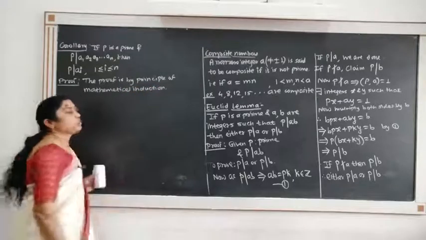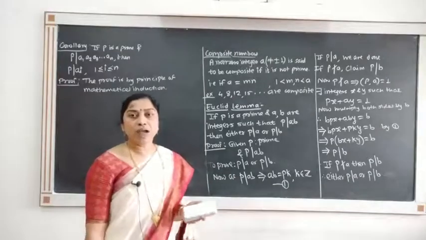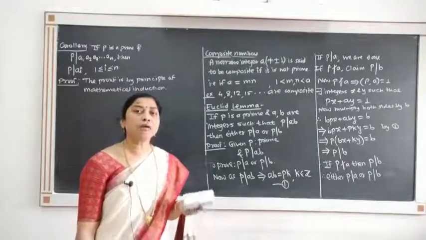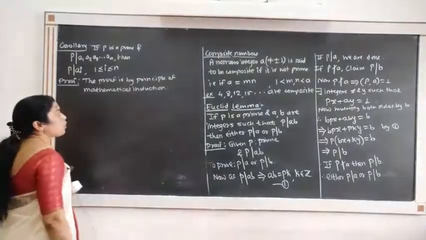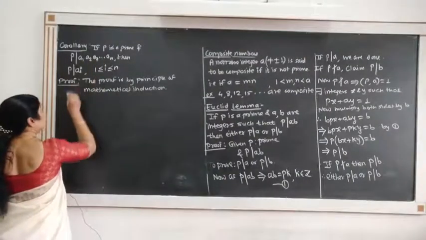So the first principle of mathematical induction has 3 steps. Prove that P1 is true, assume that Pk is true, and prove that Pk plus 1 is also true. So obviously by the principle of mathematical induction, the statement is true. So start with step 1.